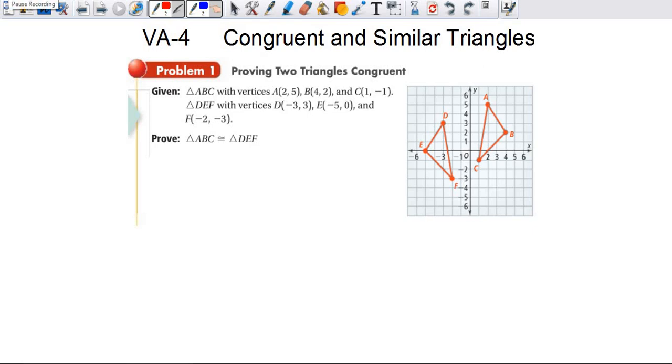All right, for this section, guys, we're going to talk about VA-4, which is congruent and similar triangles. This is going to be done on a coordinate plane. So when we're talking about congruent and similar triangles, we're going to use side-side-side congruence or side-side-side similarity, which means we need to find the length of every side. And as we know, another word for length is simply distance.